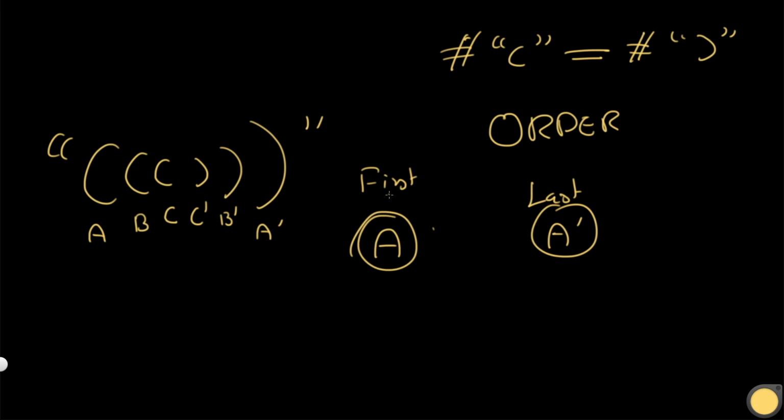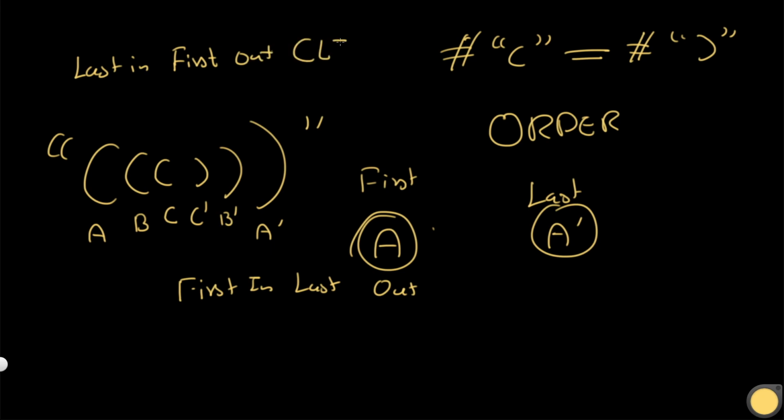So another way to say this is whatever comes in first is the last to go out. So first in, last out. And another way to say this, which is more popularly said, is last in, first out. So it's essentially just the opposite of it. And the abbreviation of it is LIFO. And if you know, this is actually what a stack does.